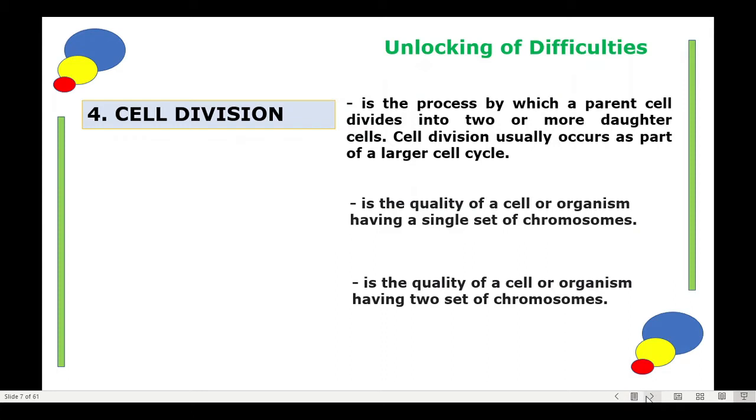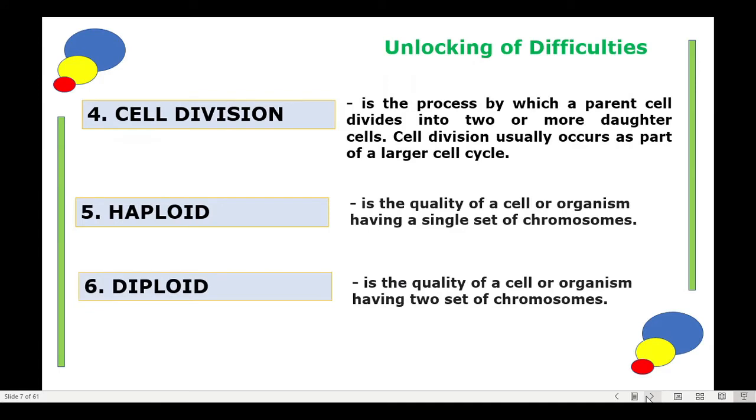Next is the quality of a cell or organism having a single set of chromosomes. It's called haploid. Half. Okay, half yung ibig sabihin. For example, 46 chromosomes, nag-half siya, 23. Yun yung single set, yung 23 na yun. Usually, haploid is for meiosis.